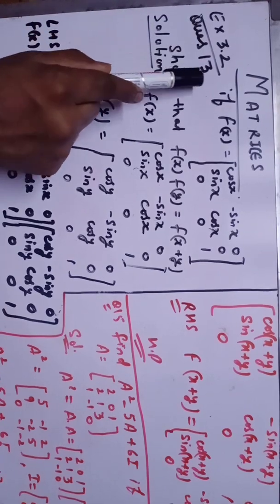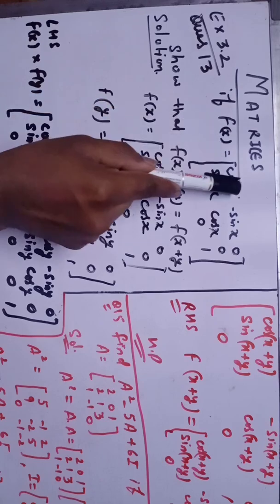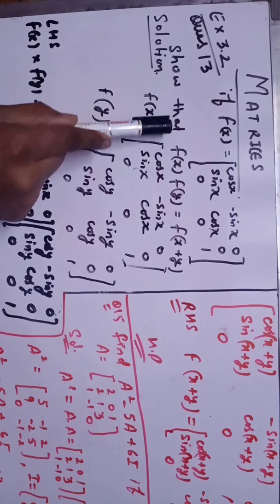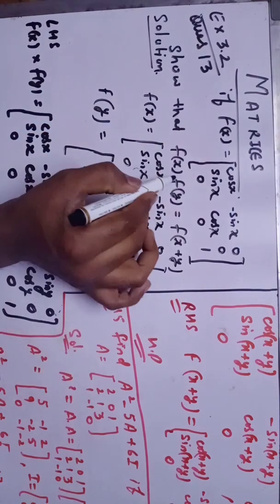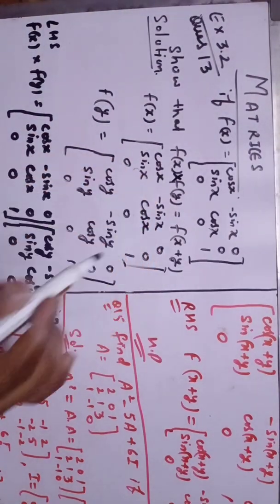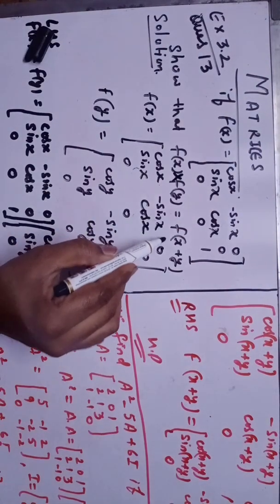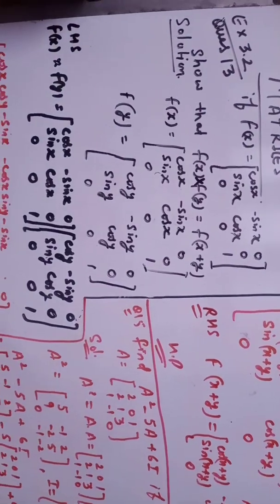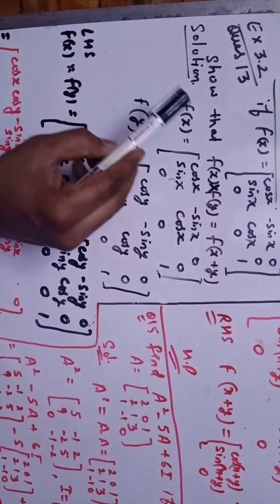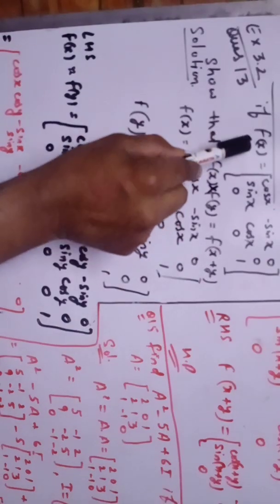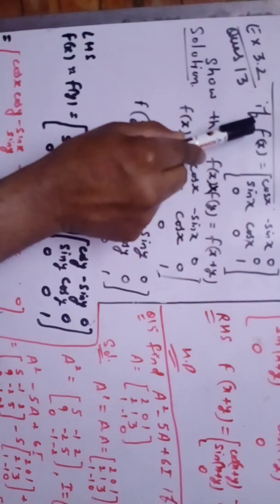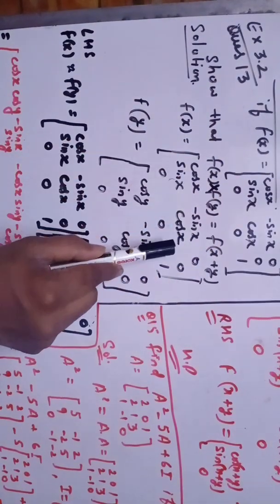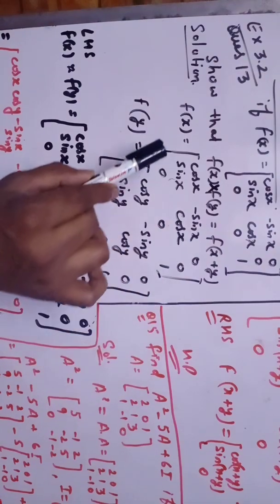In question number 13, the matrix F(x) is given to you and you have to show that F(x) into F(y) is equal to F(x plus y). This is what we have to prove. F(x) is a function in the form of x; here the variable is x. So F(x) is given to us, and I have just written the same.